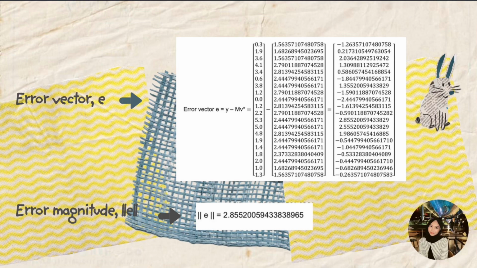So to quantify the overall fitting error, we calculate the norm of the error vector, shown as the magnitude of E. This value measures the total deviation between the observed data and the fitted quadratic curve. So, a smaller error norm will indicate a better fit because the predicted values are closer to the actual observations. Since our error magnitude obtained is approximately 2.8552, we can conclude that the quadratic model provides a reasonably good fit to the data.